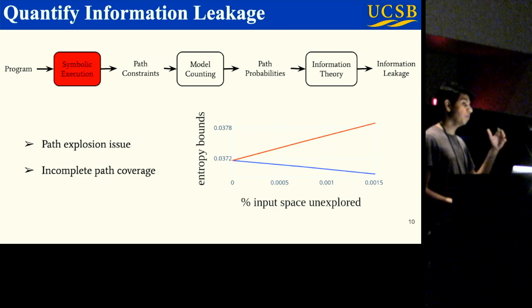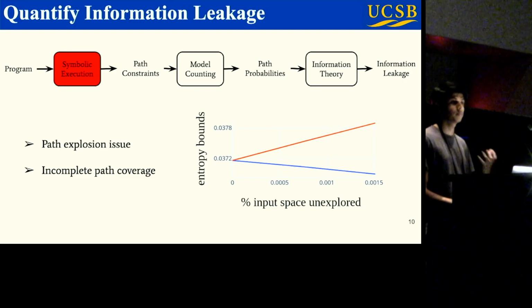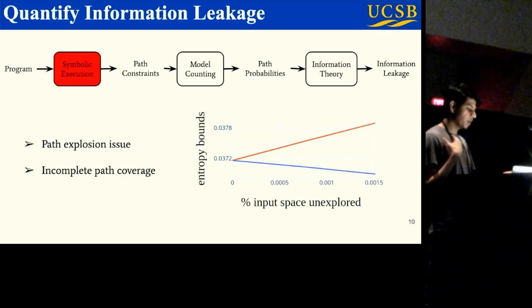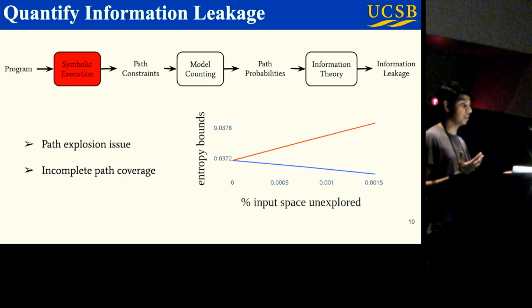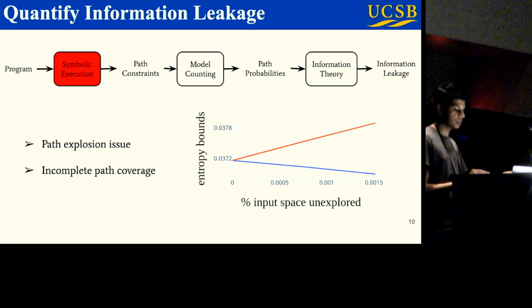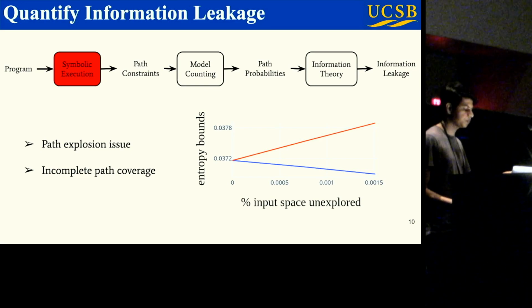And many of the satisfiability problems we need to solve to explore a specific path might not be solvable in time by a symbolic execution engine. Our method provides bounds on information leakage when this is not possible. On the right, you'll see a graph which tells you that as the percent of the input space unexplored grows, the bounds on entropy grow as well. The red is the upper bound and the blue is the lower bound.